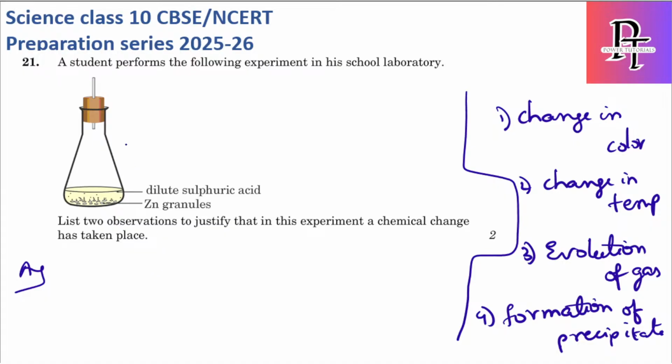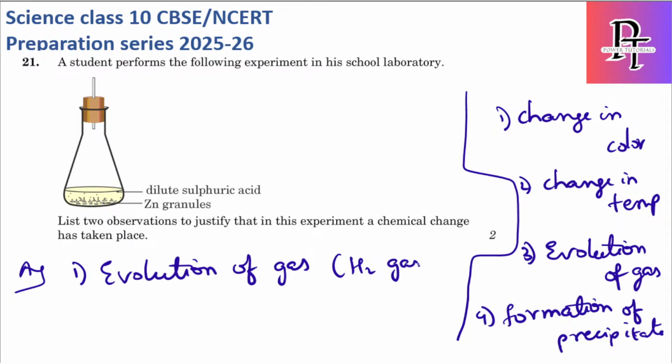For this reaction, the first one is evolution of gas. Evolution of gas happens when zinc granules react with dilute sulfuric acid, and the gas released here is H2 gas. After some time there will be bubble formation. Those bubbles will come out and exit from the opening, which is H2 gas. So the first one is that.